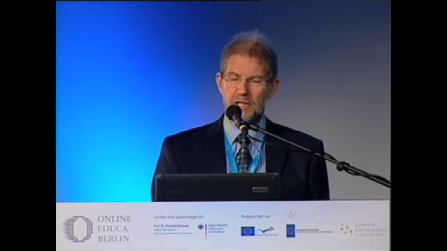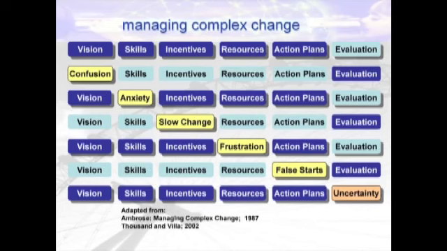It's about change management. So here's a model that recognizes that bringing about change in any context requires vision, skills, incentives, resources, and action plans. And if there's no vision, we get confusion. If there's no skills, and we need skills training as well as pedagogical training for teachers, we get anxiety. If there's no incentive, we get a slow change. If there's no resources, we get frustration. If there's no action plans, we get false starts. And if there's no evaluation, well, we're uncertain as to whether we've actually made any benefit whatsoever. So that's just generic about complex change.